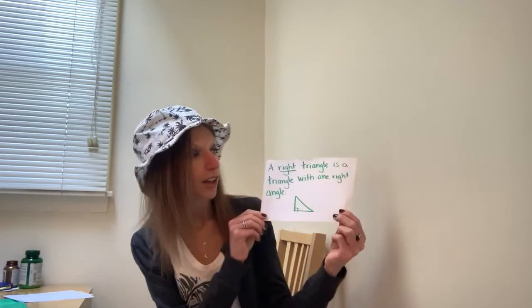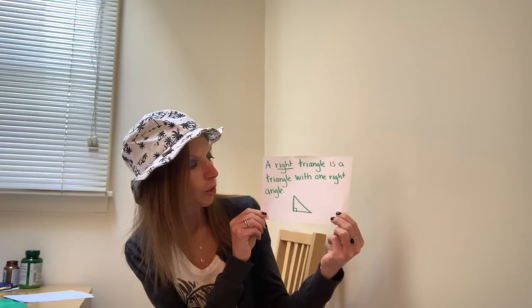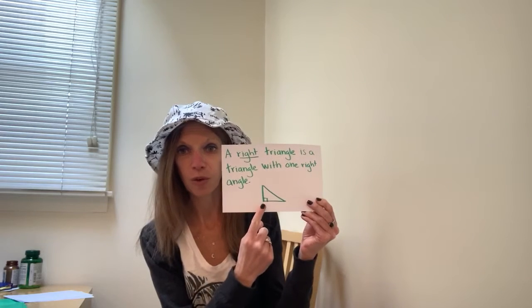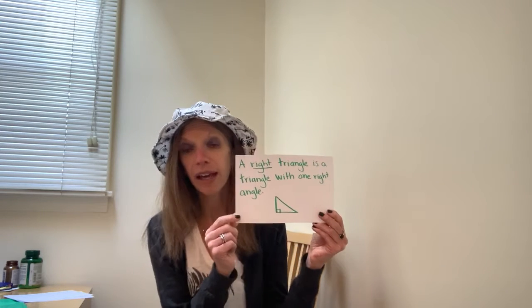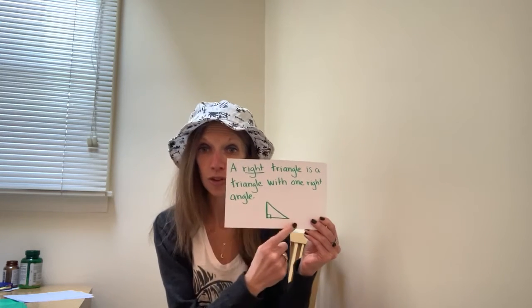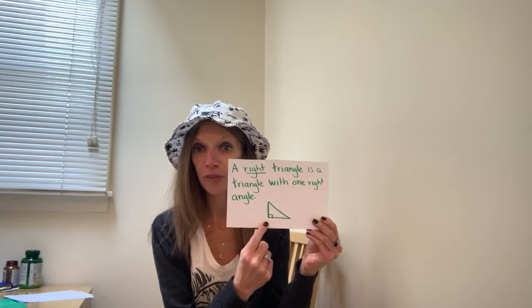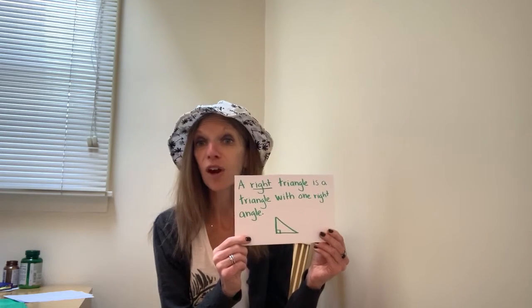Okay, then we have a right triangle. A right triangle is a triangle with 1 right angle. And you know it's a right angle when you see the little square. And again, even though there's 2 acute angles, as soon as you see that right angle, we know it's a right triangle. All right, then we're moving on to our quadrilaterals.